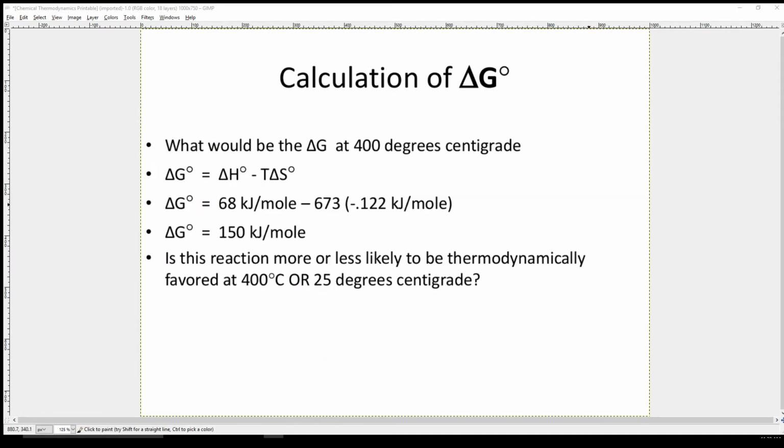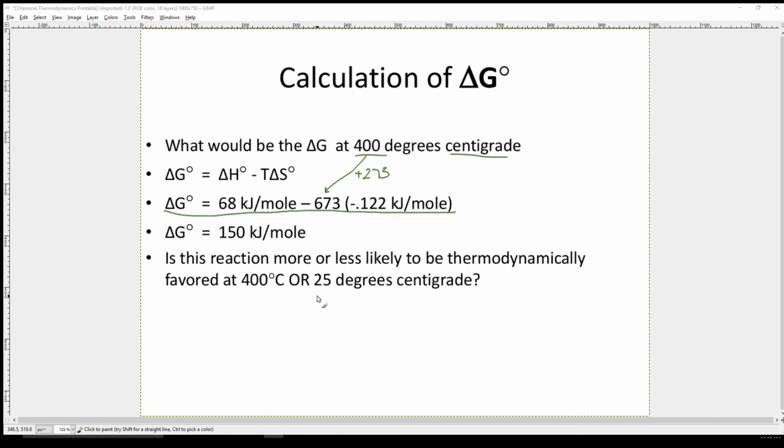All right, so now let's think about this. First, what would be the delta G at 400 degrees centigrade? You calculate this delta G for some equation where you've looked up the numbers and plug them in. 400 degrees centigrade. Well, I don't see a 400 in this equation. Where did that 400 factor in here? It's right here. They turned it into Kelvin. Degrees centigrade is the same thing as degrees Celsius. So they got 150 kilojoules per mole. Is this thermodynamically favorable right now? No, right now it's not because it's positive.